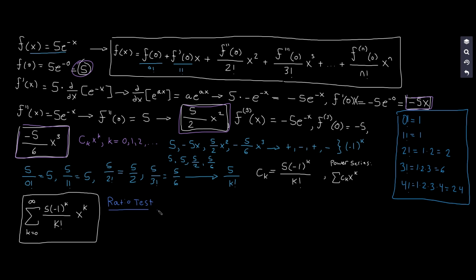The ratio test tests for convergence, and it says that if you have a series, the summation of the absolute value of a sub k, and if r equals the limit as k approaches infinity of a sub k plus 1 over a sub k, if this quantity is less than 1, then the series converges.